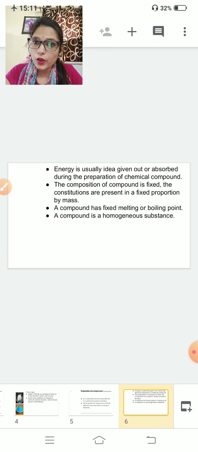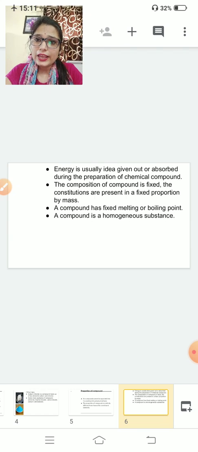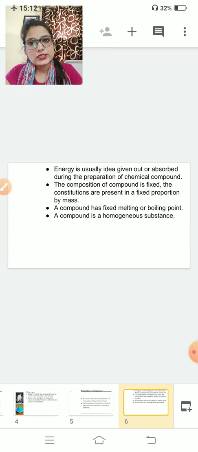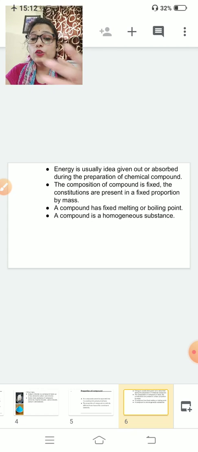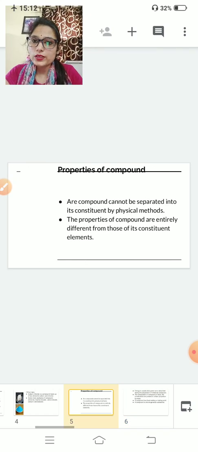The compound is pure, and every pure compound has a fixed melting point. So a compound has a fixed melting or boiling point. Clear? If any impurity is present, then the melting and boiling point will change. Clear? A compound is a homogeneous substance. You can't see hydrogen separately and oxygen separately. Homogeneous means completely mixed with each other. You can't see the difference. Clear? So what are the properties of a compound?